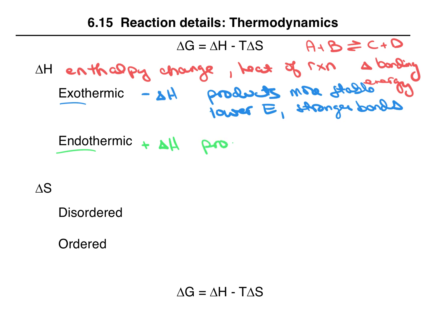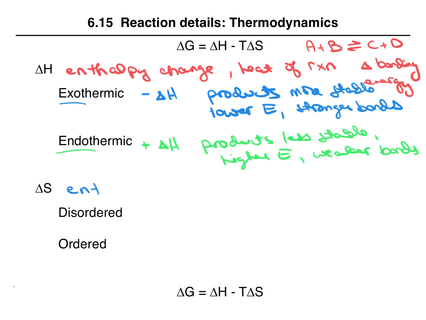For an endothermic reaction, this would be a positive delta H. So here, the products are less stable or higher energy and overall weaker bonds. Delta G equals delta H minus T delta S. T is the temperature in Kelvin. And what about delta S? Delta S is the entropy change, where entropy is a measure of disorder.